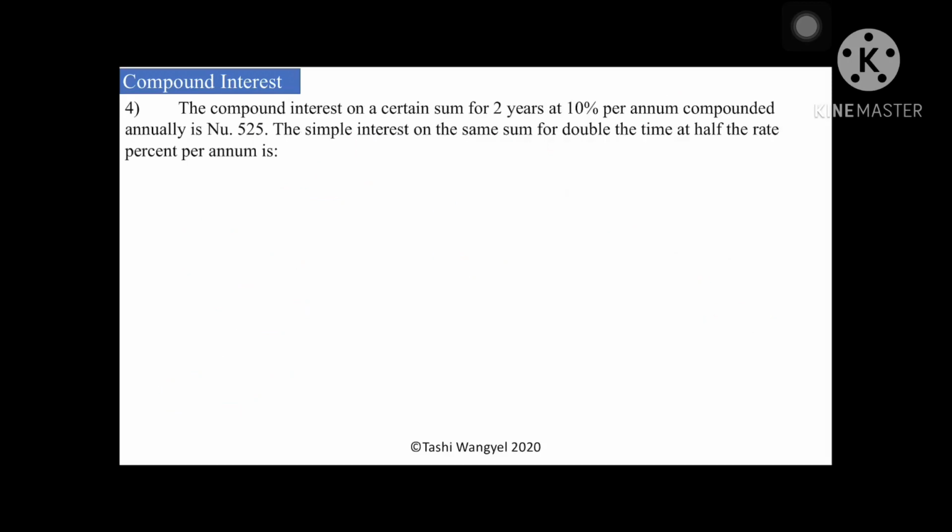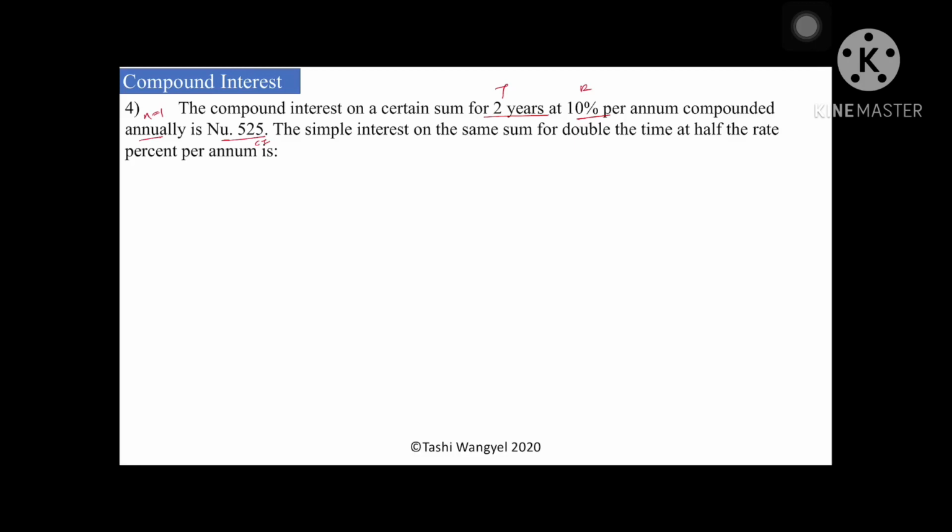The next question: the compound interest on a certain sum for 2 years at 10% per annum compounded annually is 525. The simple interest on the same sum for double the time at half the rate percent per annum is?